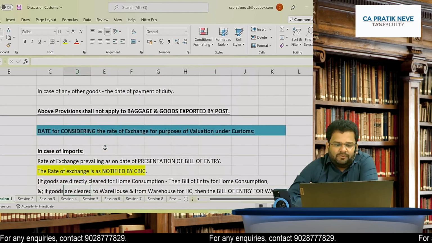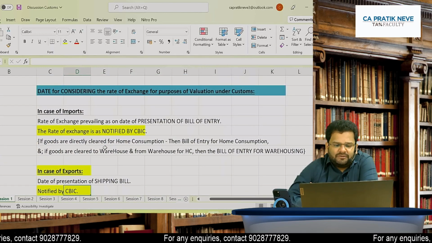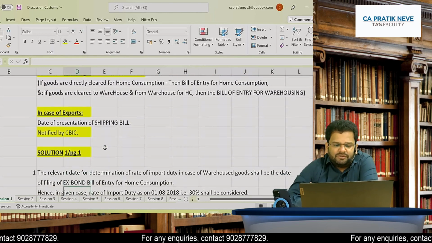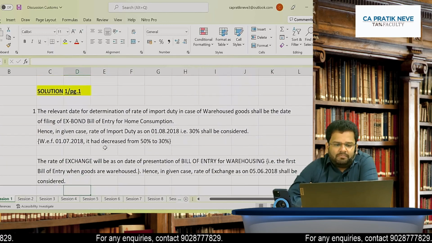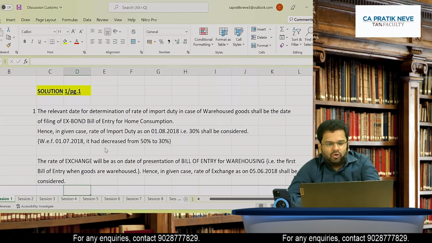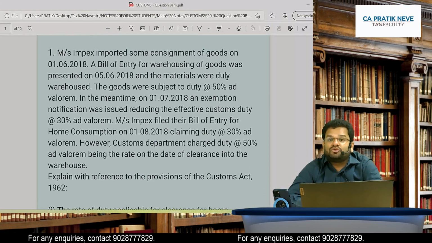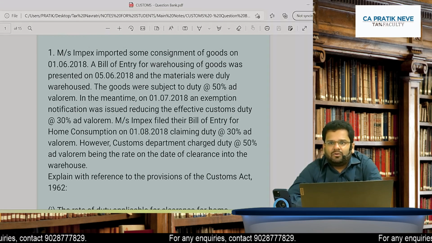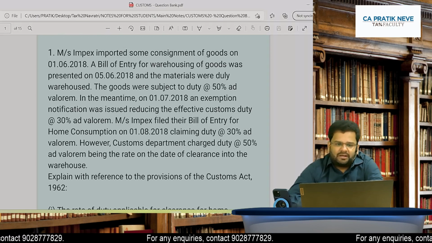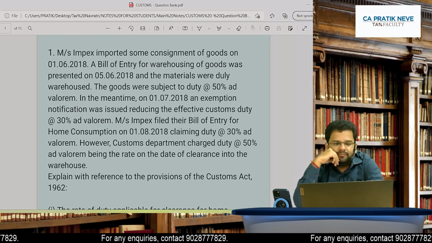Okay, so here I have told you about the rate of exchange, which I already discussed with you. Solution 1, page 1. Go to page 1's question and let's try to solve it. It would be visible to you. If not, you can download it at your end and check. I'll read the question, you pay attention.